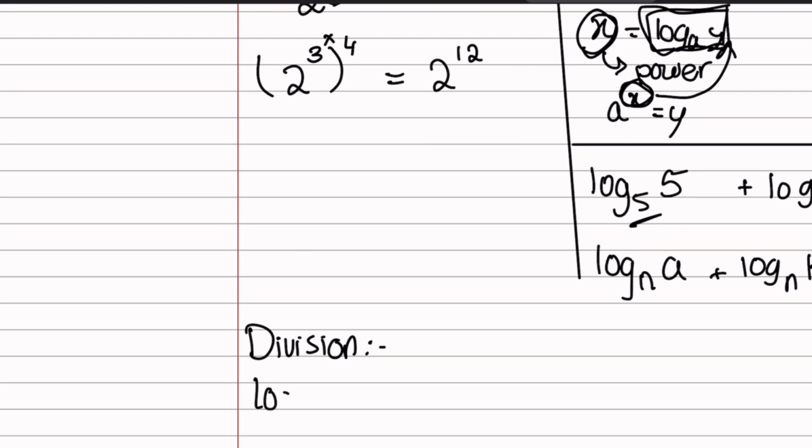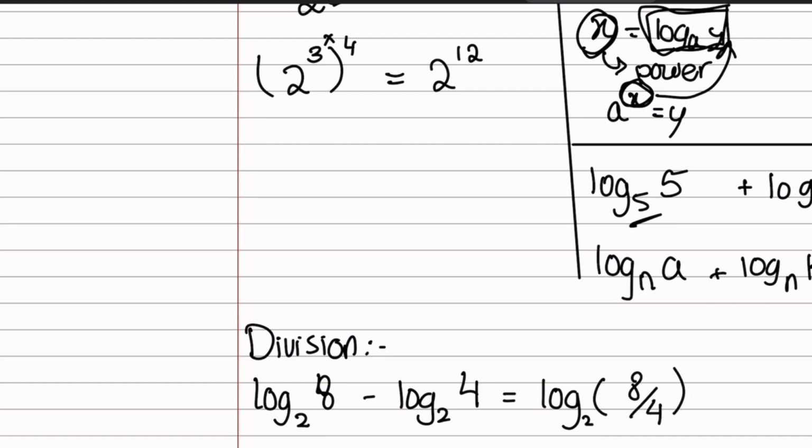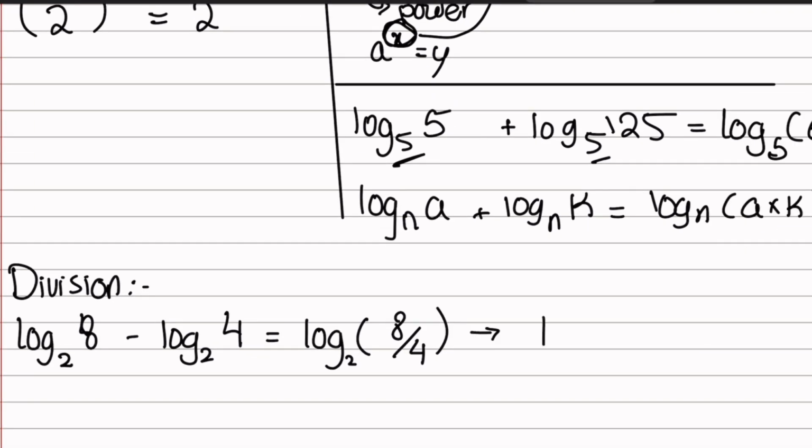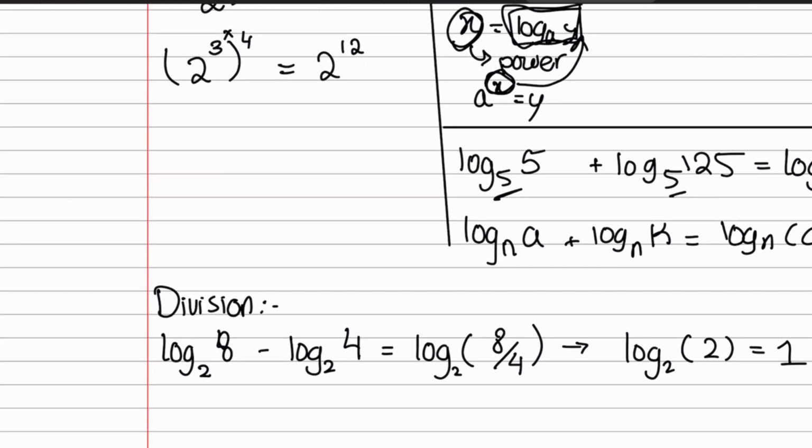So log base 2 of 8 minus log base 2 of 4 is the same as log base 2 of 8 divided by 4, which we can then simplify even further and write as log base 2 of 2, which has a solution of 1. Okay, so this is the division rule.